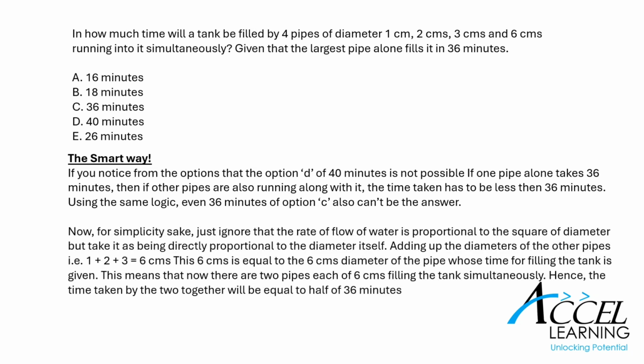Now, for simplicity's sake, just ignore that the rate of flow of water is proportional to the square of diameter, but take it as being directly proportional to the diameter itself. Adding up the diameters of the other pipes, that is 1 plus 2 plus 3 equals 6 centimeters. This 6 centimeters is equal to the 6 centimeters diameter of the pipe whose time for filling the tank is given. This means that now there are two pipes, each of 6 centimeters, filling the tank simultaneously. Hence, the time taken by the two together will be equal to half of 36 minutes, which is 18 minutes.